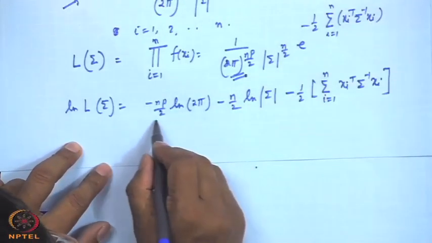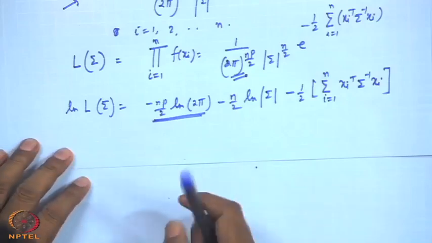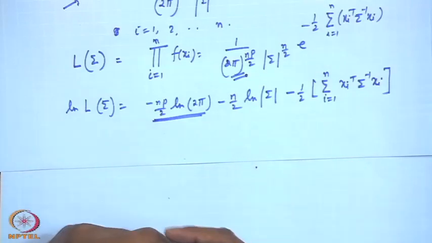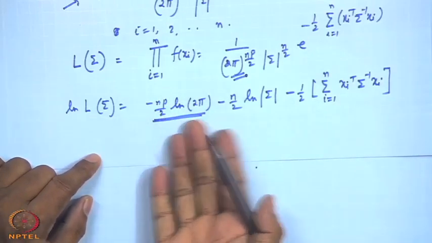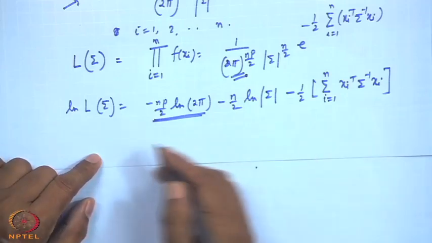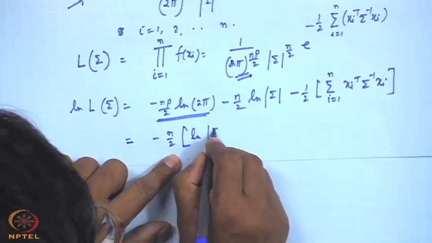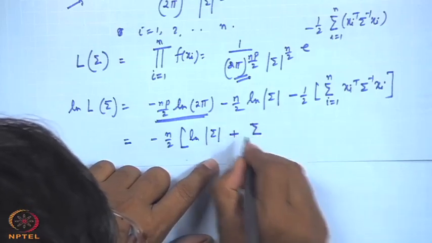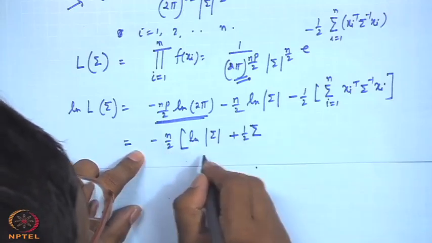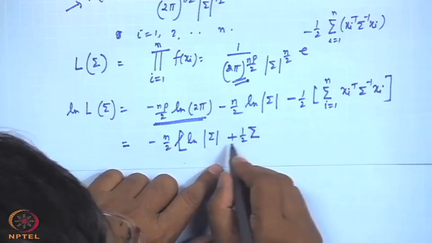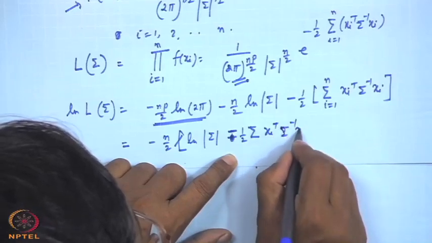So, obviously, from this we want to estimate this sigma parameter. We'll go for some optimization route, and there the constant term in the equation is immaterial, whether you keep it or not. So, we will remove this constant term. We can write this as minus n by 2 log of this, minus half of x i transpose x i.